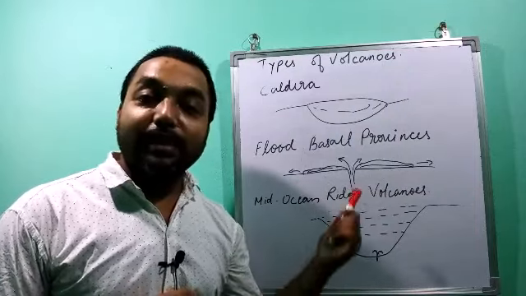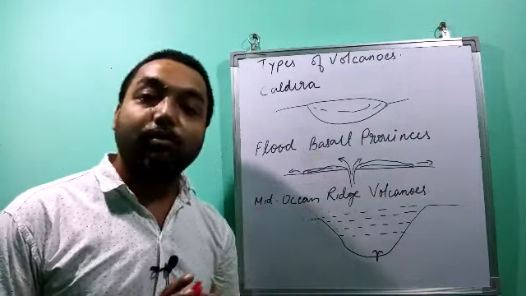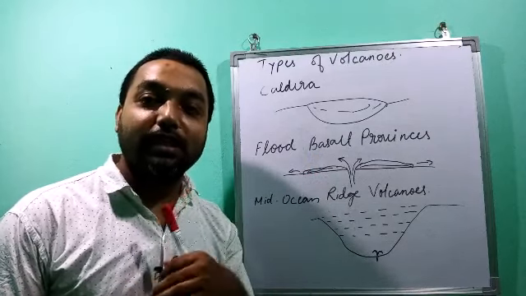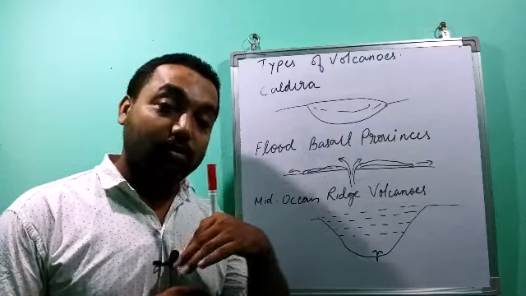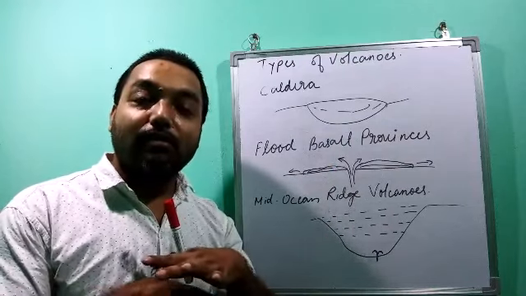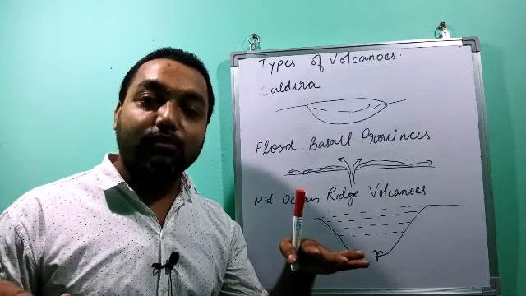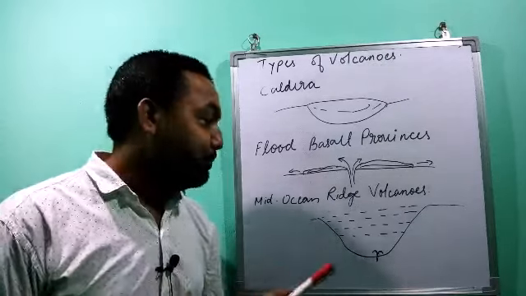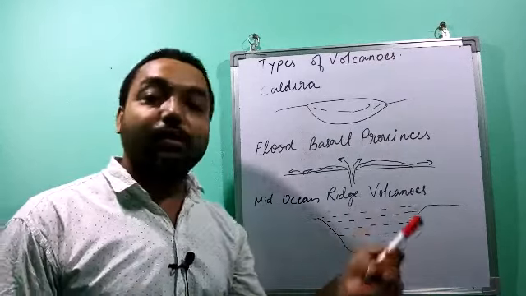The best example of this type of flood basalt province is the Deccan Plateau. We have already studied in our previous classes that the area of the Deccan Plateau is totally covered up by volcanic eruption. It is the lava. Next is mid-oceanic ridge volcano.